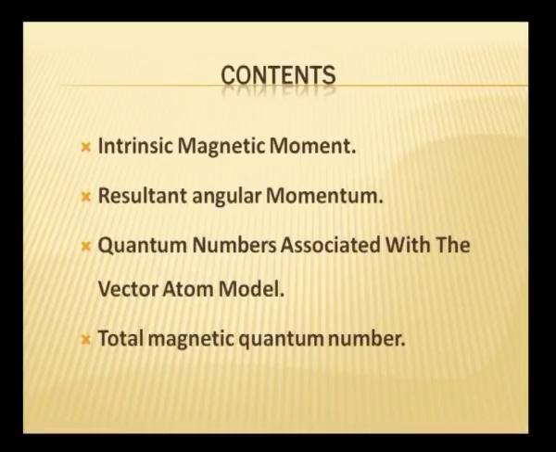And so these two vectors, that is the orbital angular momentum and the spin angular momentum, ought to be vectorially added. So the contents of this lecture are given here: intrinsic magnetic moment, resultant angular momentum, quantum numbers associated with the vector atom model, total magnetic quantum number.